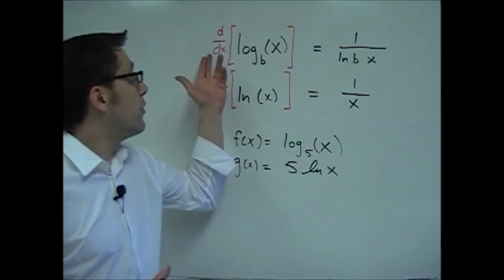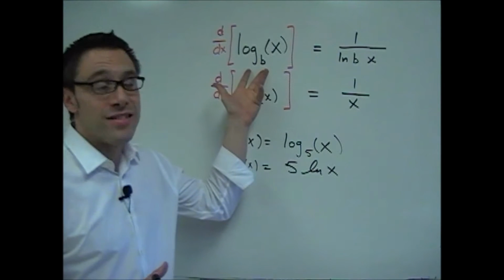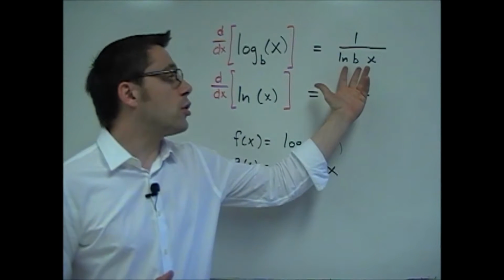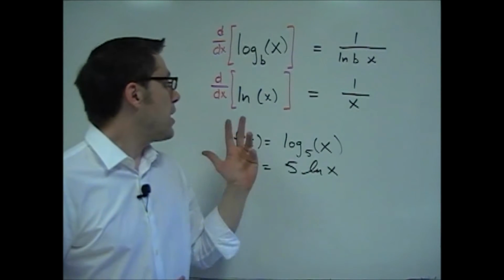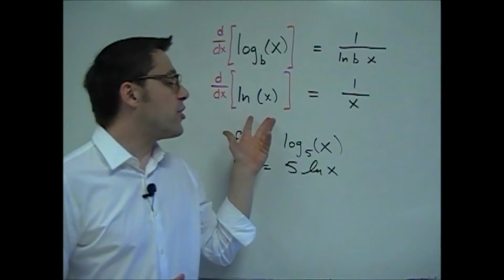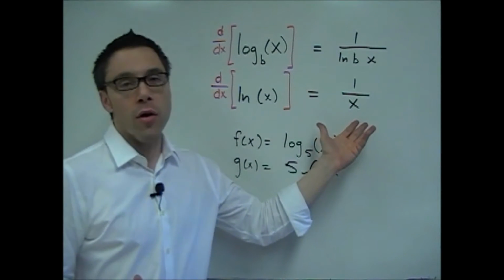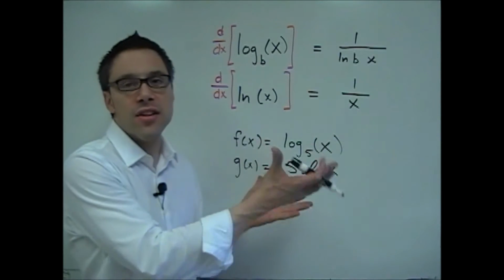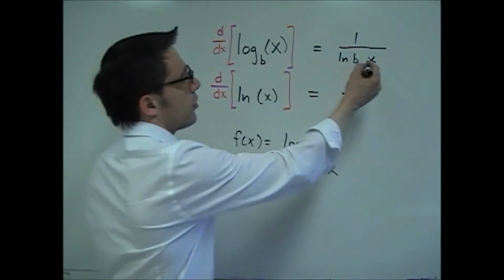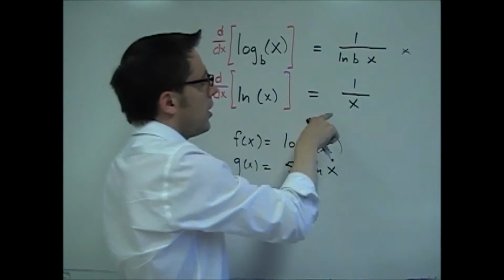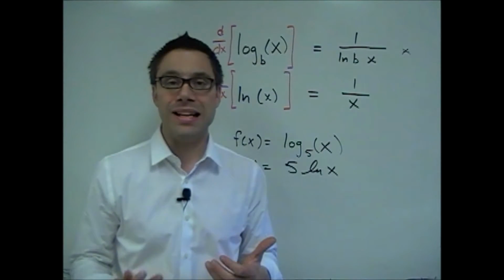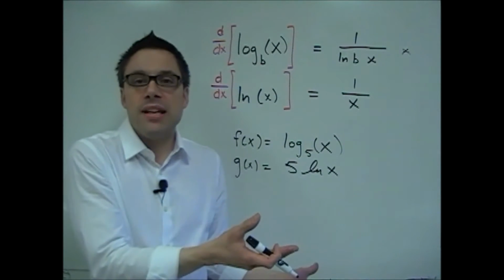That is, the derivative with respect to x of log base b of x is 1 over natural log b times x. And the derivative with respect to x of the natural logarithm of x, that's logarithm base e, is just 1 over x. So notice they're exactly the same. This is certainly more general than the logarithm base e. And so we can do some examples.